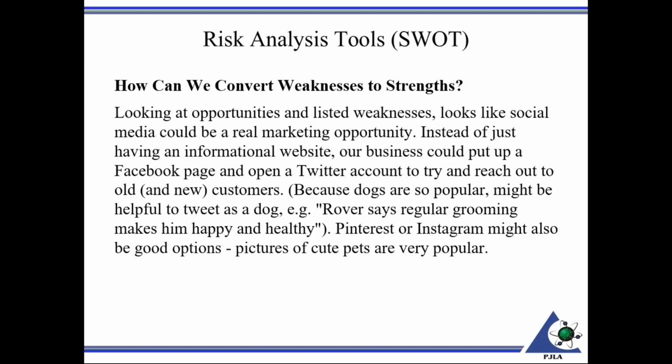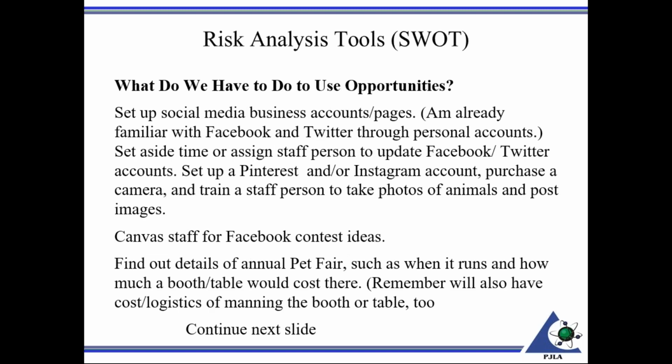How can they convert their weaknesses to strengths? Looking at opportunities that were listed as weaknesses, it looks like social media could be the real marketing opportunity instead of just having an informational website. The business could put up a Facebook page or a Twitter account. Try to reach out to old and new customers because dogs are so popular. It might be helpful to tweet as a dog. Rover says regularly grooming makes them happy and healthy. Pinterest and Instagram might also be good options. Pictures of cute pets are also very popular.